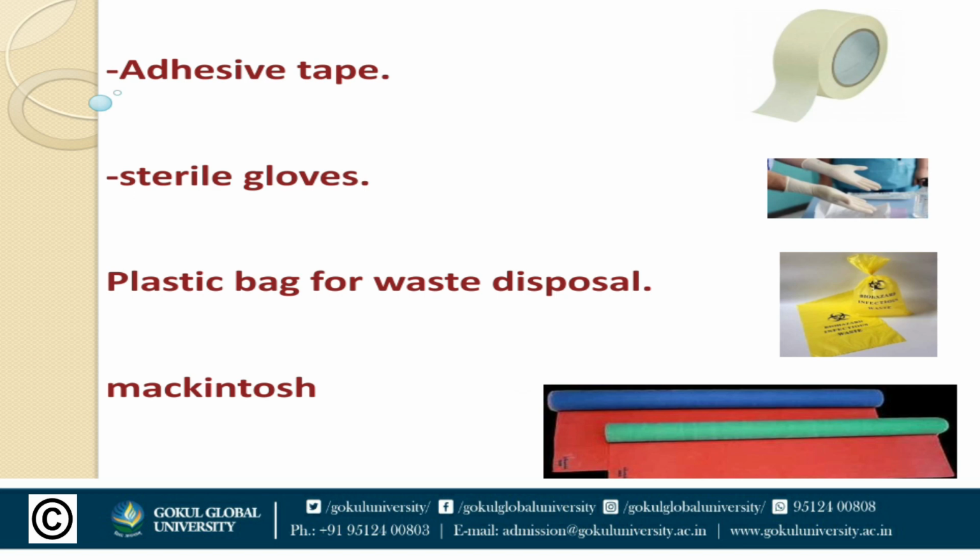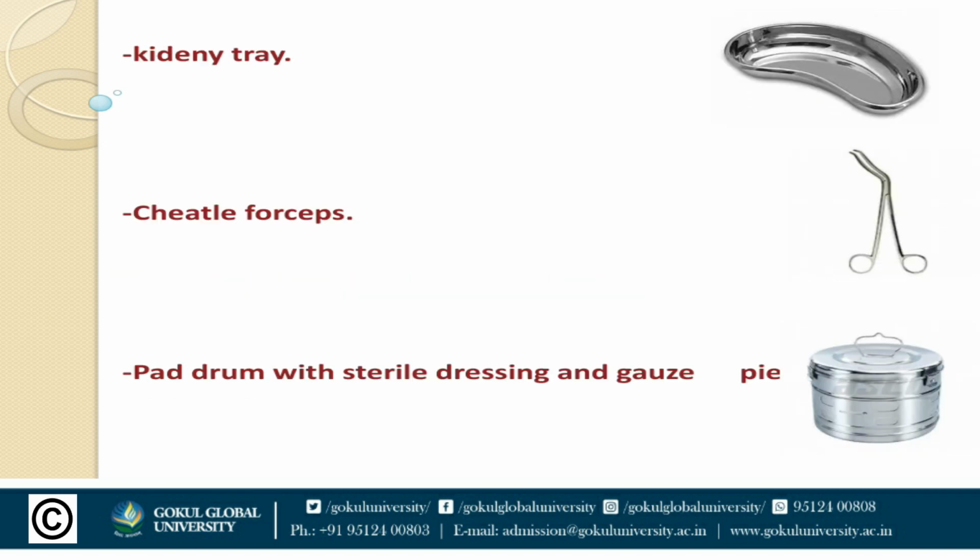Next is a Macintosh. Macintosh is placed under the patient's wound to prevent infection from the bedside or the patient sides. Next is a kidney tray. It will help to remove the waste material or any infectious material. Next is a Cheatle forceps. It will help to remove the sterilized instrument from the boiler. Next is a drum with the gauze piece. It will help in the dressing procedure.